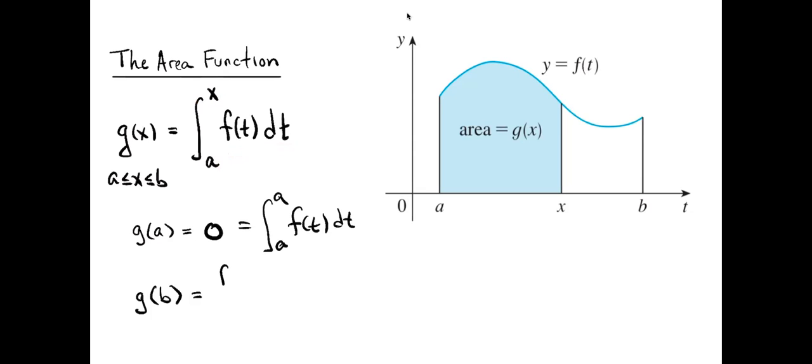g of b is not really a question. It just says that it's the integral from a to b. It's the area under the curve. It's the thing we've been talking about since we got into chapter 5. Okay, so that's what this area function is. As x changes, the area changes.